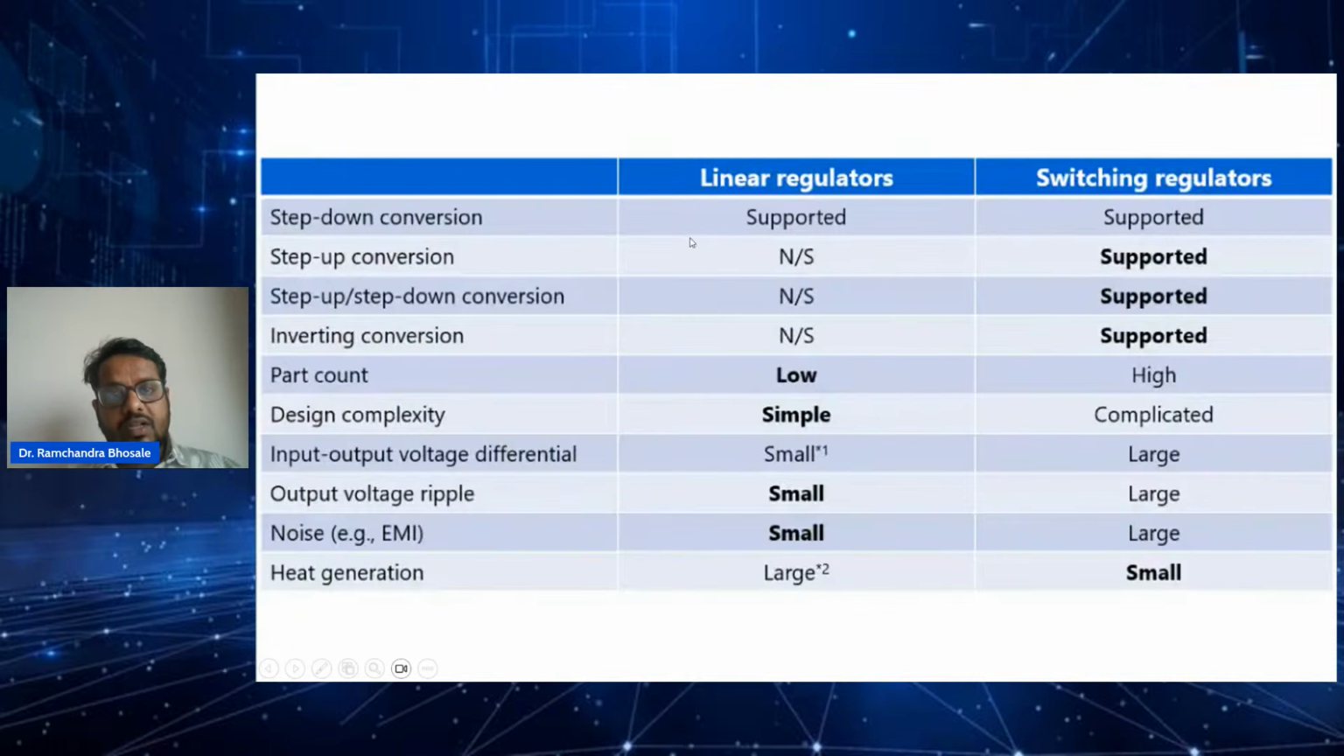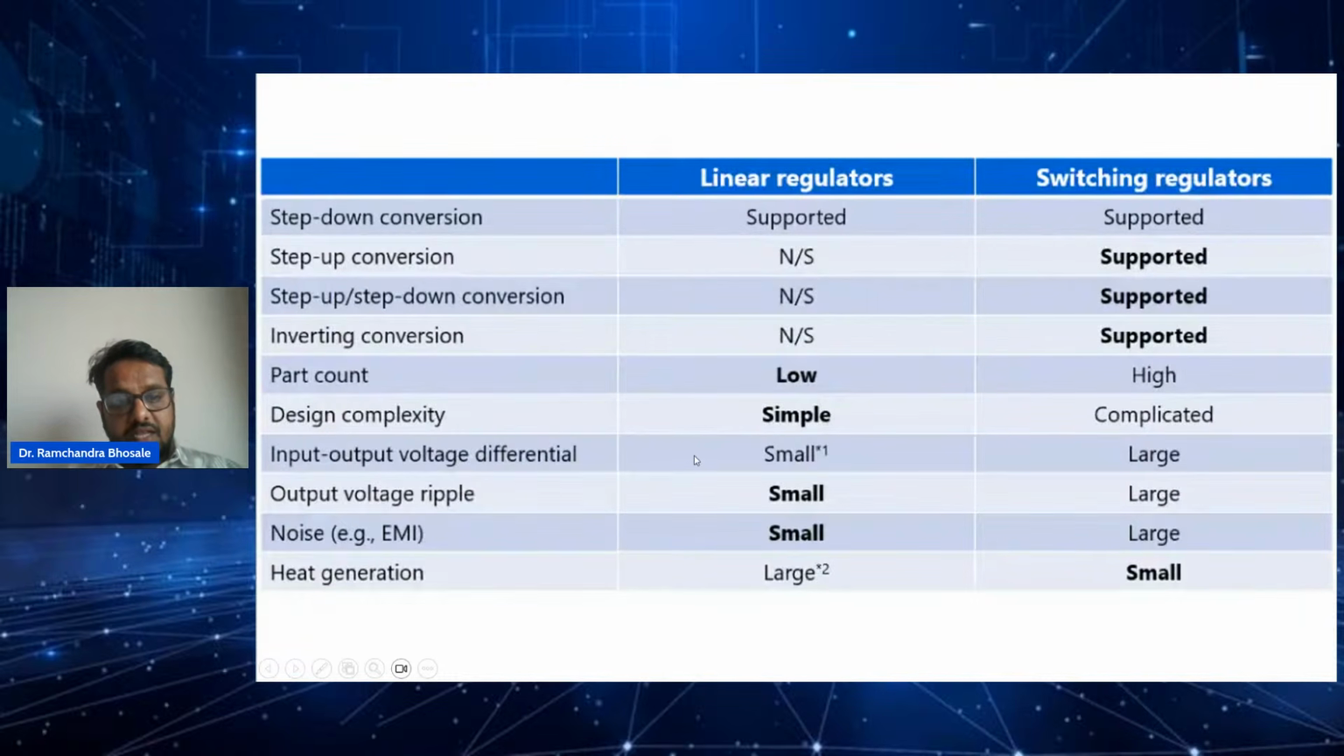Inverting conversion means, suppose your input voltage is 12 volt and you wish to get minus 5 volt. This is not possible with linear regulators, but in a switching regulator it is possible. Linear regulators have fewer components. In switching regulators your number of components will be higher, because you need something to drive the MOSFET. You need current sensing, voltage sensing. All these are mandatory in switching regulators. So the number of components is high, and complexity wise linear regulators are simple, switching regulators are complicated.